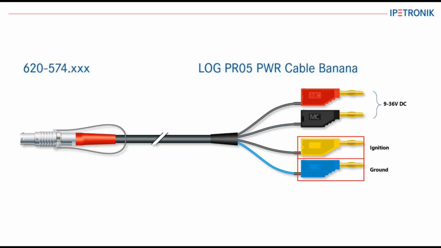A very important component is the logger power cable. Red and black provide constant power to the data logger. Blue is the ground connector. And finally, yellow is the ignition signal that tells the logger when to boot and when to shut down.